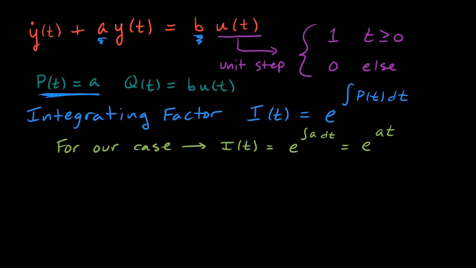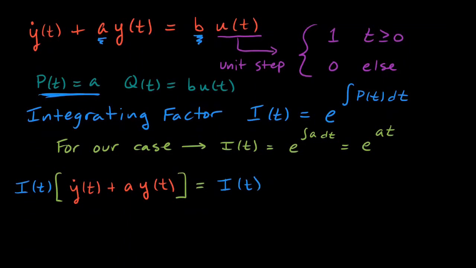Now, what happens if we multiply both sides of our original differential equation by the integrating factor? So essentially, I am going to take I of t, and I'm going to multiply by the original differential equation, right? So I had y dot of t plus a y of t, and that's going to be equal to I of t times b u of t.